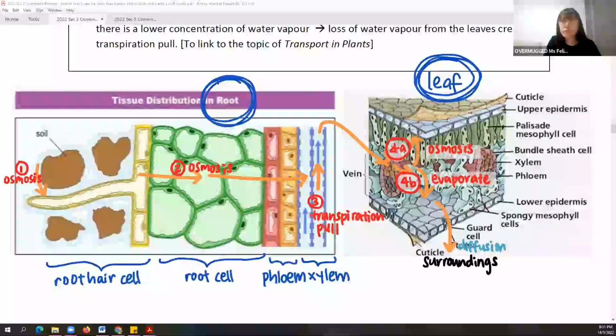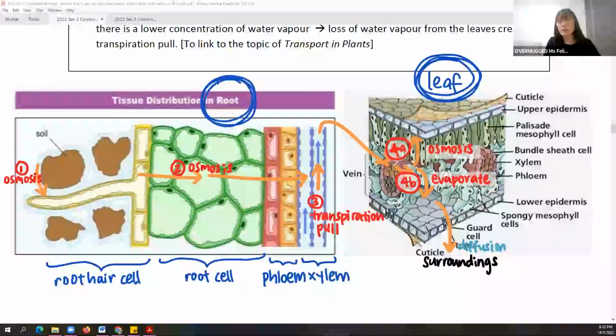Oops, my 4 is not very clear. 4A. Yep, so for 4A, it will be from the xylem to the spongy mesophyll. Then it will go to the palisade mesophyll by osmosis. Once it reaches the palisade mesophyll, you can use it for photosynthesis.